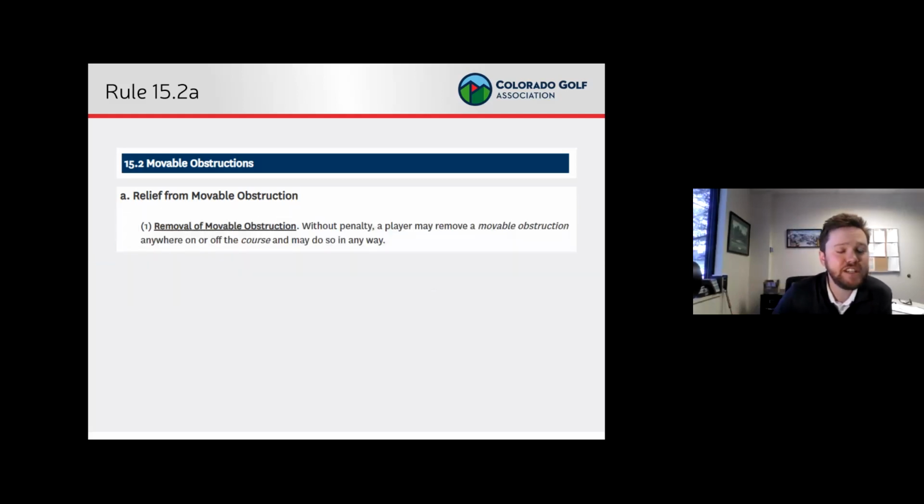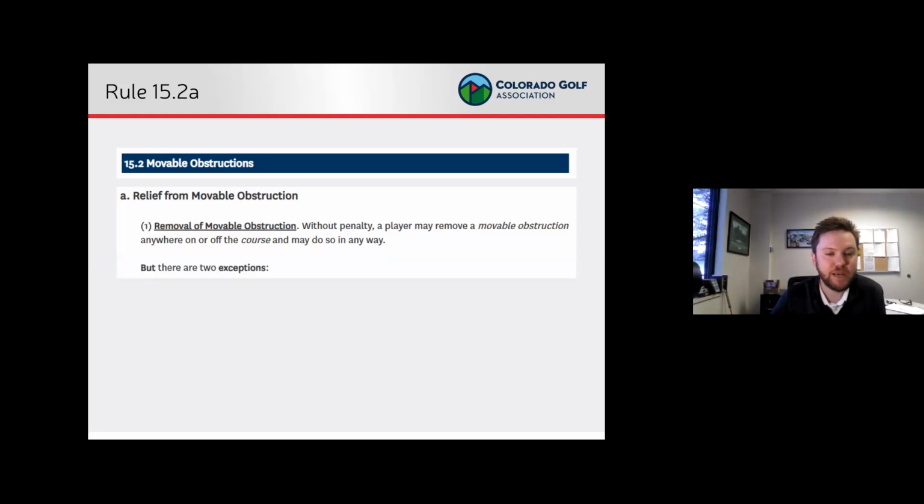All right, so in 15.2a, we see that without penalty, a player may remove a movable obstruction anywhere on or off the course and may do so in any way. And this mirrors what we saw with a loose impediment on or off the course. Again, anywhere on or off the course. So meaning any area of the course, bunker, penalty area, general area, doesn't matter. And you can do so in any way.